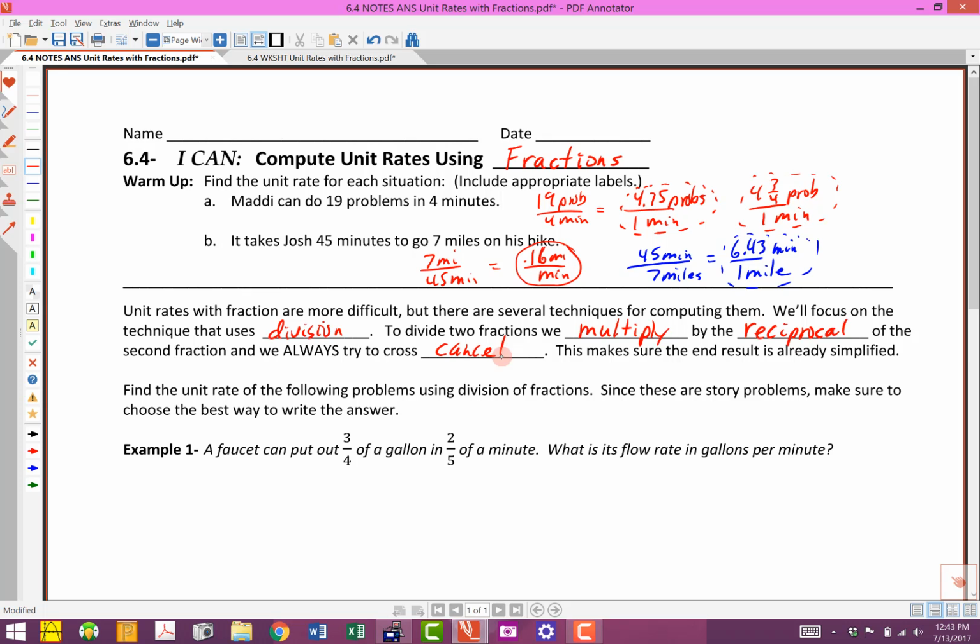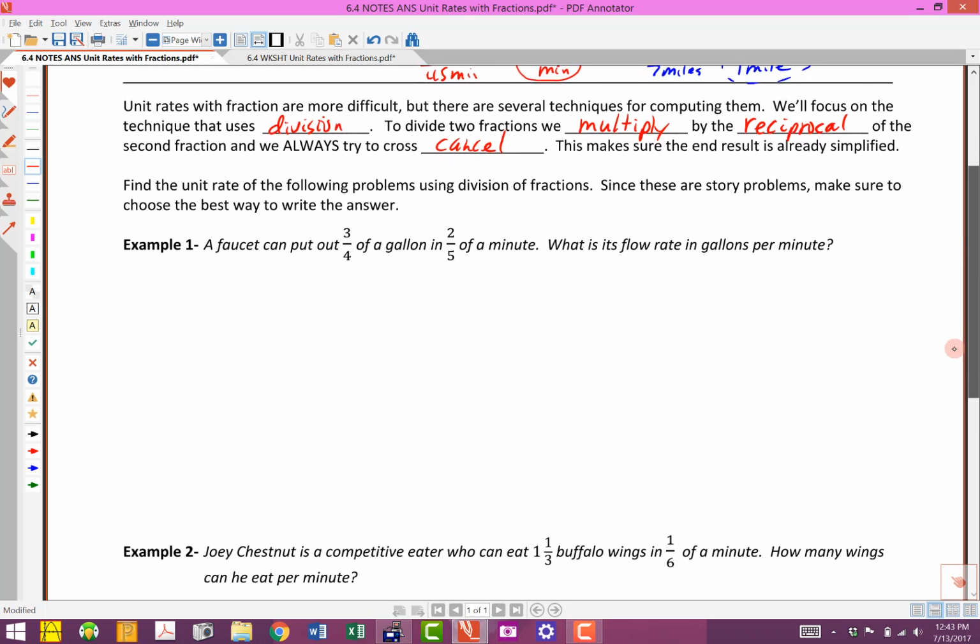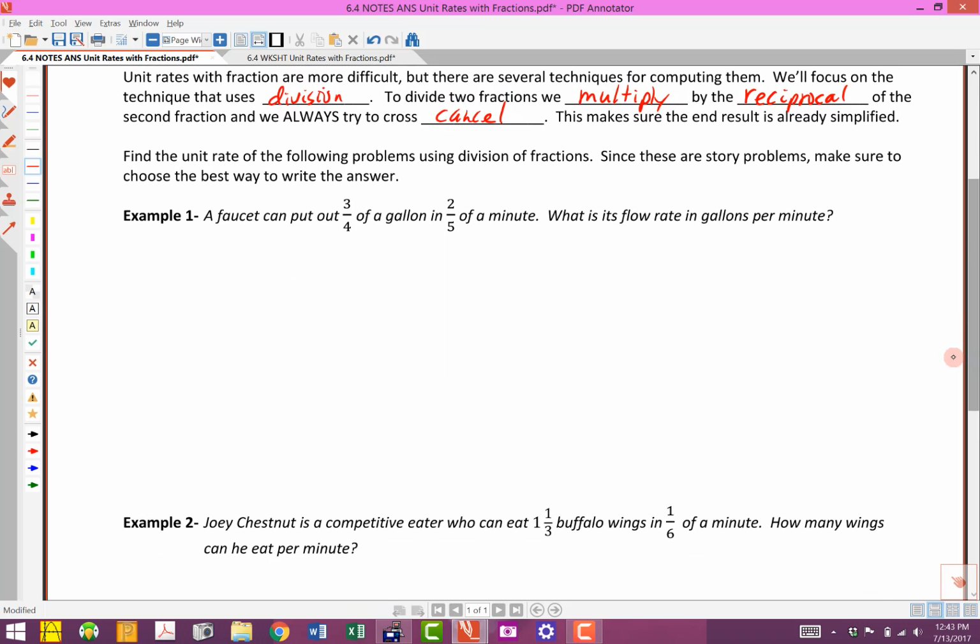What this does is it makes sure that the answer that we get is already in simplified form, and that's really useful, and then we don't have to work with really big numbers and stuff like that. So what we're going to do on these following problems is find the unit rate by using division. And since they're story problems, it would be good to think about what's the best way to write the answer. Fraction, decimal, should we have, in this particular case, gallons per minute, minutes per gallon, and different things like that.